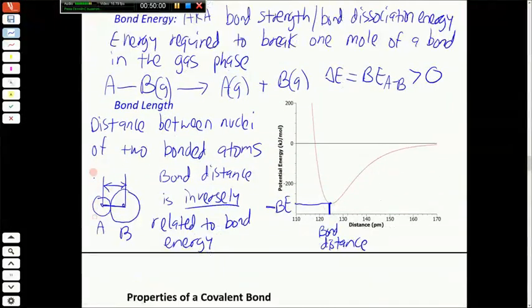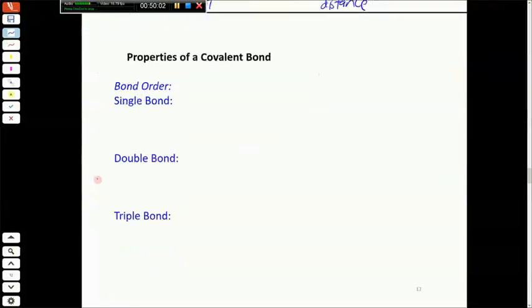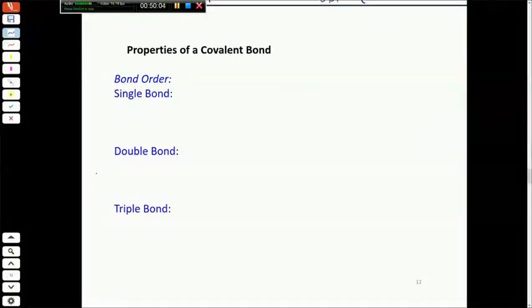All right, some other properties of the covalent bond that we want to deal with. We have what's called bond order. So bond order is the number of bonding pairs that are shared between the two atoms.